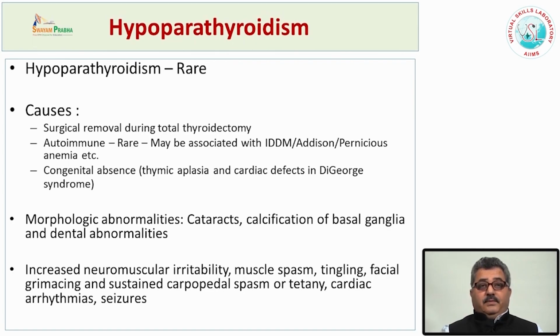Now, how does hypoparathyroidism manifest? Most of the time there is cataract, calcification of the basal ganglia, and some dental abnormalities. Whenever calcium levels are decreased, there is increased neuromuscular irritability: muscle spasm, tingling, facial grimacing, sustained carpopedal spasm, tetany, cardiac arrhythmias, and seizures. And most of the time the cause of death is cardiac arrhythmias or seizures.